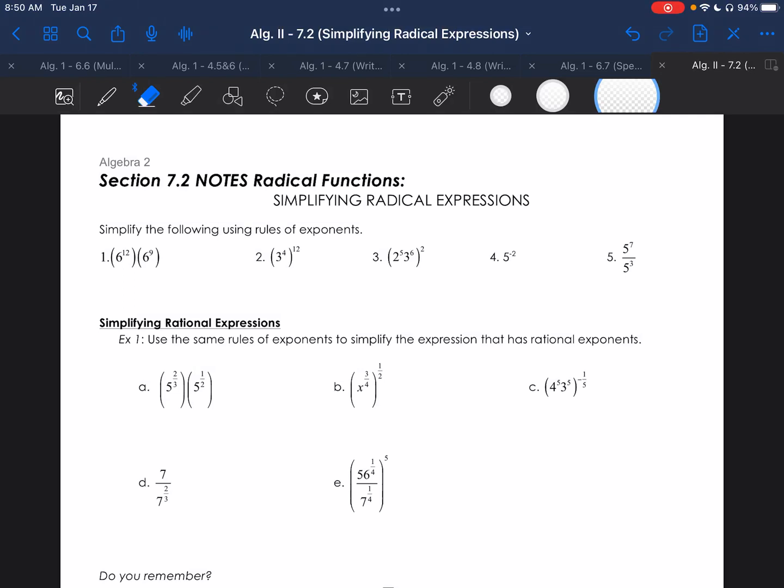Welcome everyone to Algebra 2, Section 7.2, Simplifying Radical Expressions.